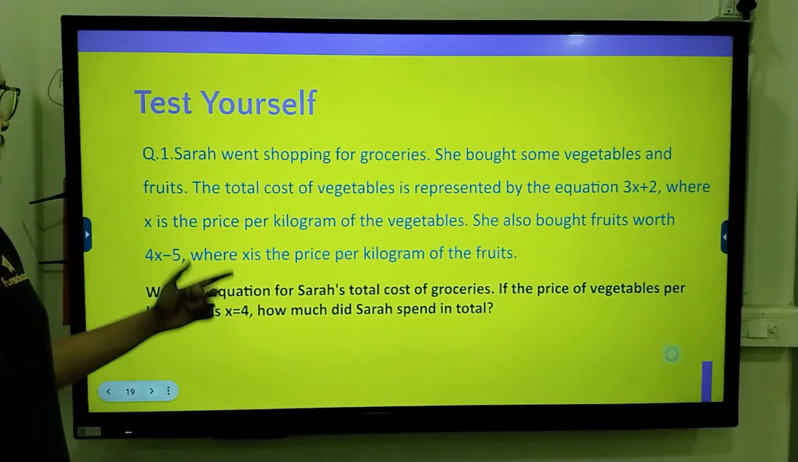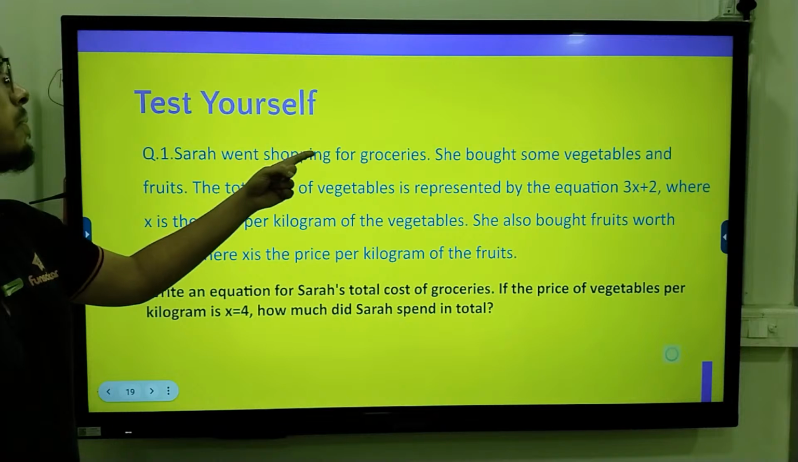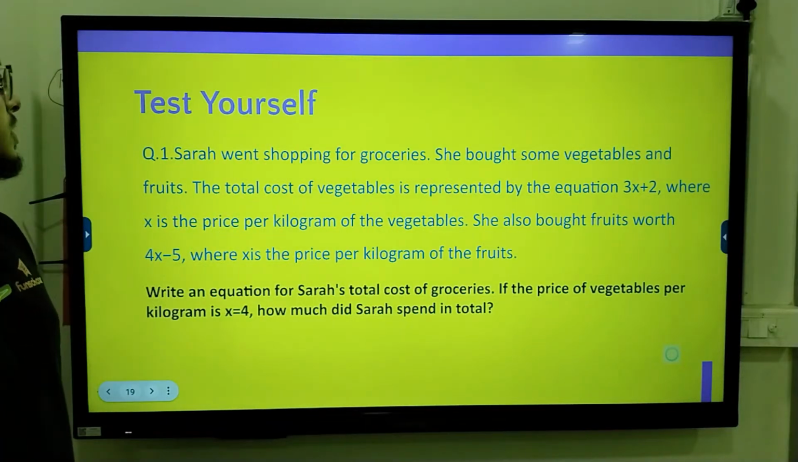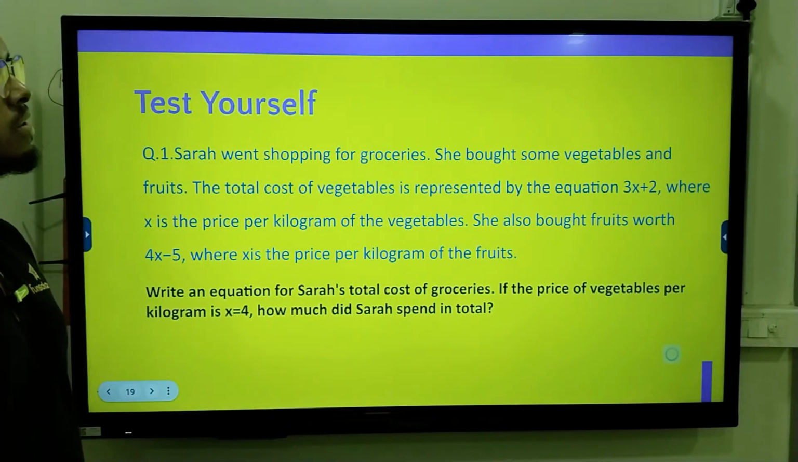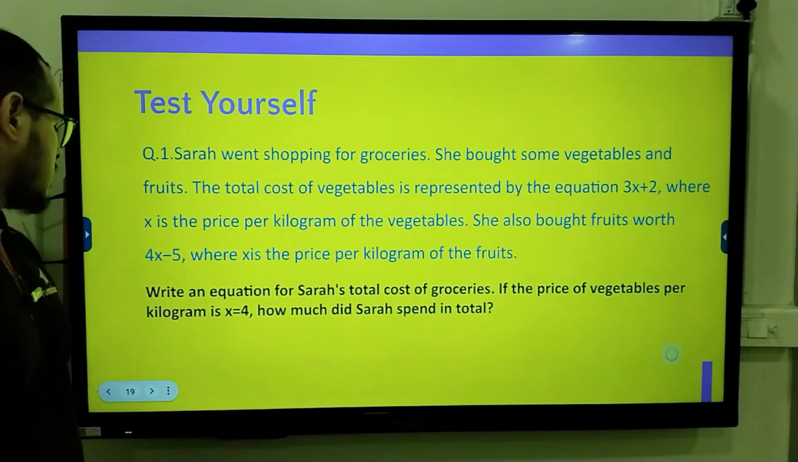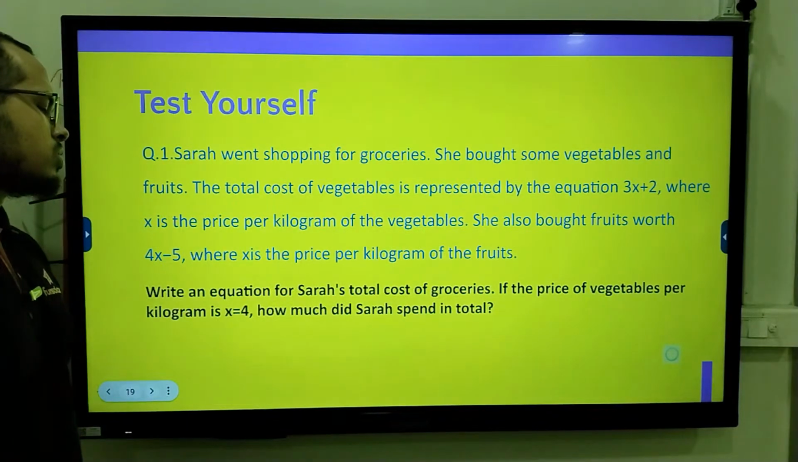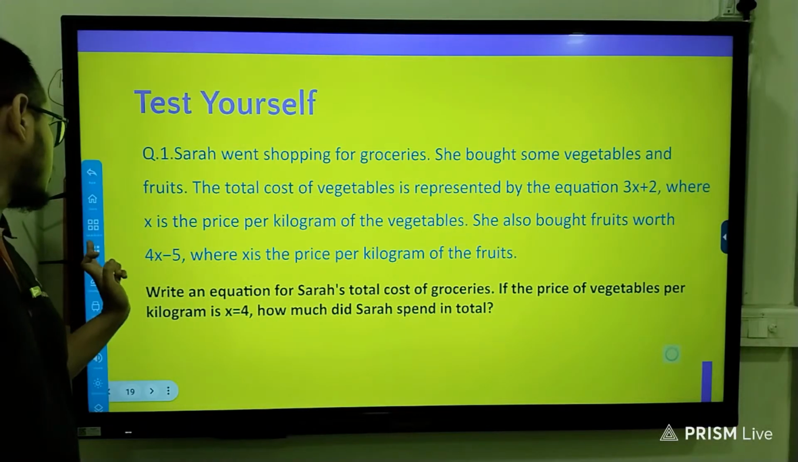Next, we have one question. Sarah went shopping for groceries. She bought some vegetables and fruits. The total cost of vegetables is represented by the expression 3x plus 2, where x is the price per kilogram of the vegetables. She also bought fruits worth rupees 4x minus 5, where x is the price per kilogram of those fruits. Write an equation for Sarah's total cost of groceries. If the price of vegetables per kilogram is x equal to 4, how much did Sarah spend in total?